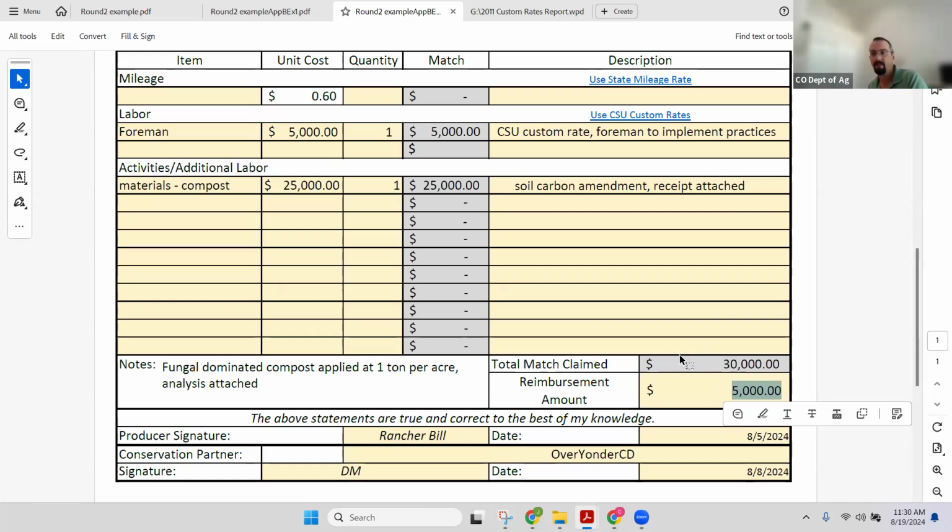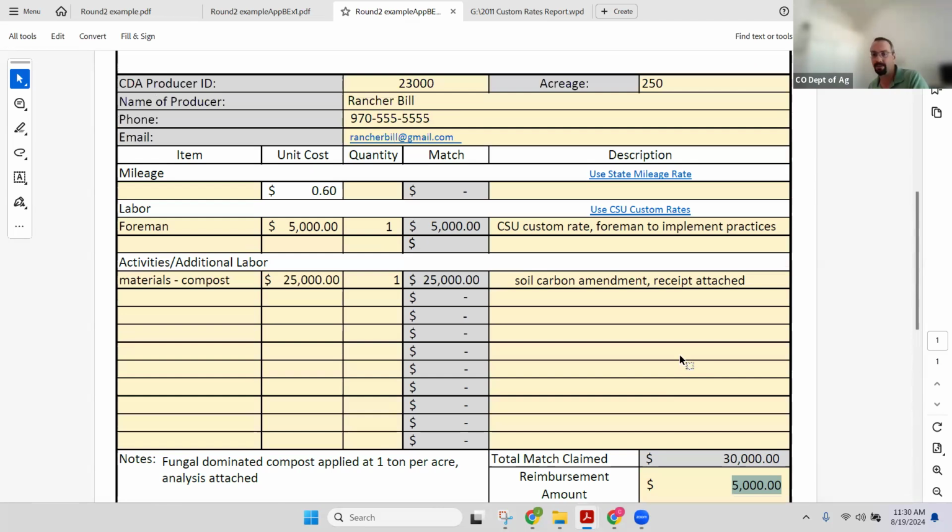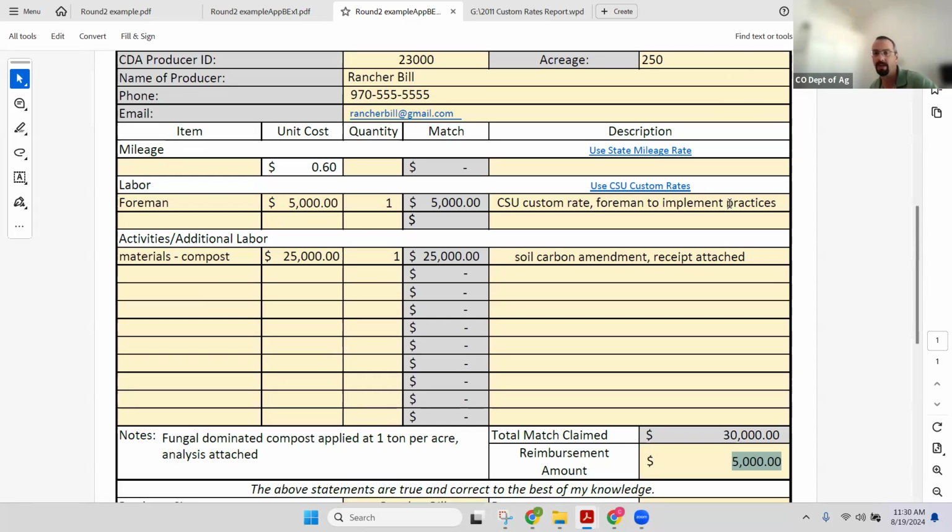So also, it can then go back to the producer and say, how did this work for you? You did this practice at this cost. Is that more or less than you would have with your traditional approach? And where can we find ways to help you think through what that looks like and how we can help you analyze this to get long-term benefits out of these new practices that you're implementing?